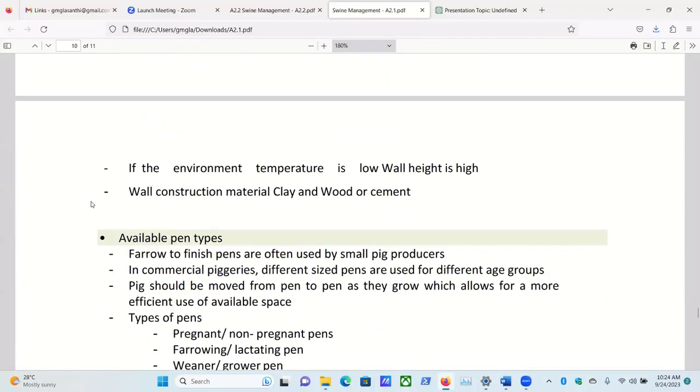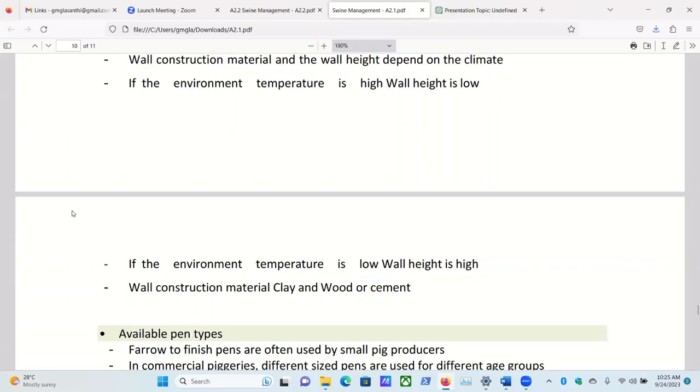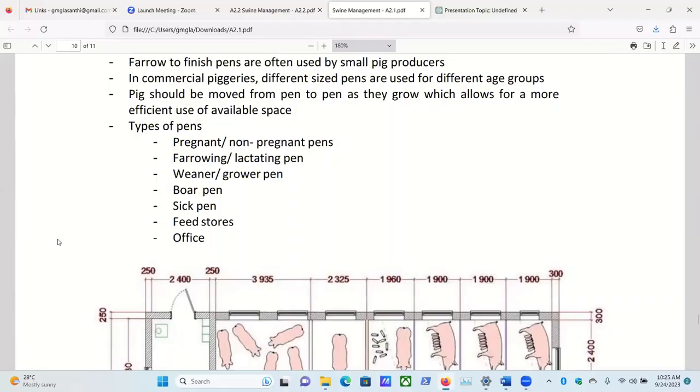And now we will discuss the wall construction. It should depend on the climate. If the environmental temperature is too high, wall height should be low. If the environmental temperature is too cool, wall height should be increased. And we can build the walls from cement or clay or something. Wood is also possible. By using cement, it is more durable.